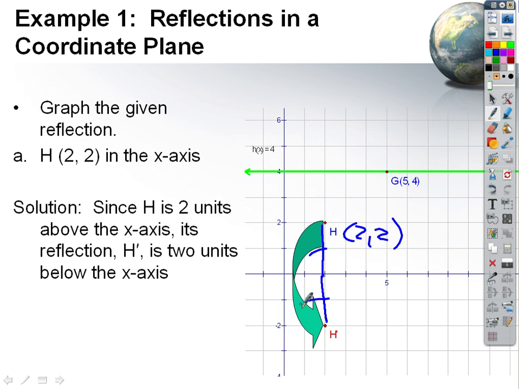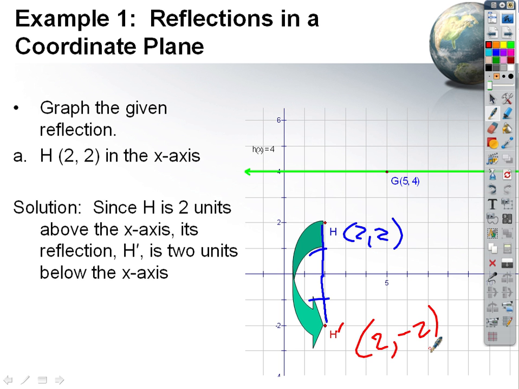Right? If I'm folding it about a horizontal axis, all of the reflection has been vertical then, right? So we know right away that the x coordinate of H prime has to be 2, doesn't it? It's not going to change. The y coordinate in this case, that'd be -2, right?